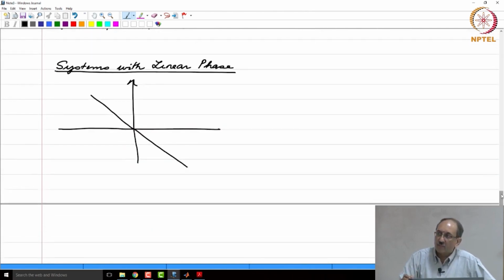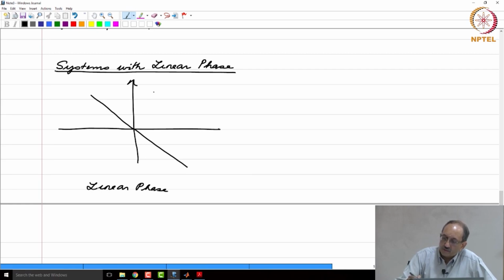Note that the slope has to be negative because we want the group delay to be positive. Group delay has the physical implication of the delay that is imparted to the input. Therefore, group delay has to be positive, therefore, the slope is negative. So, this is what is called linear phase, and the phase response phi of omega has the form minus alpha times omega.